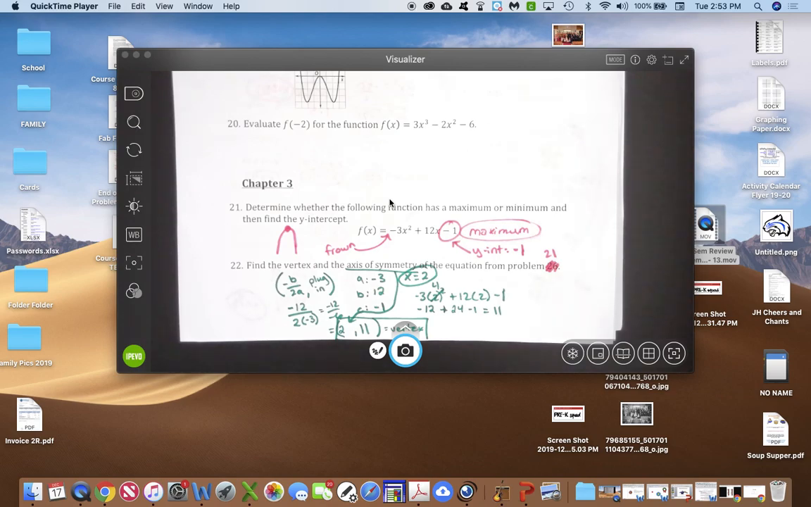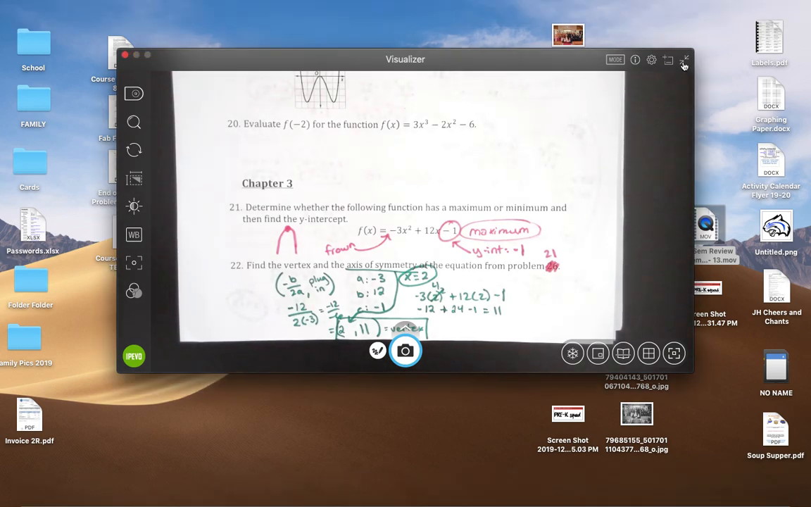This is day 3 of review, because we did Friday, Monday, and this is Tuesday. Starting with number 20, we're going to get at least 10 questions done today, hopefully. So starting with number 20 and working backwards.